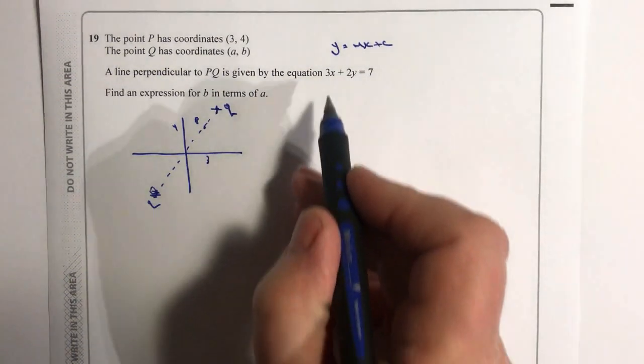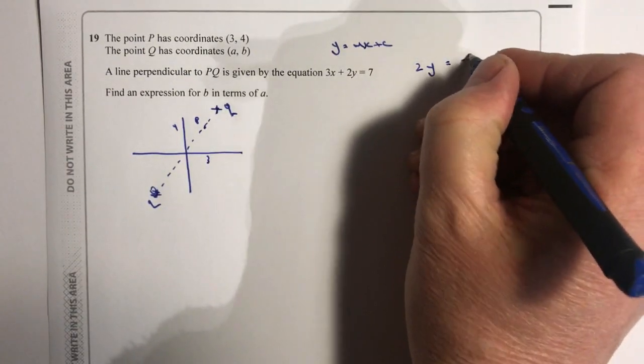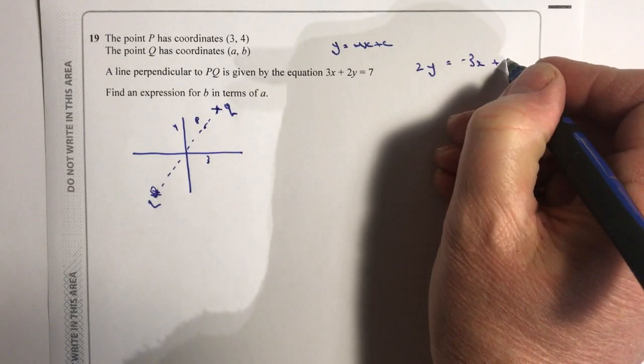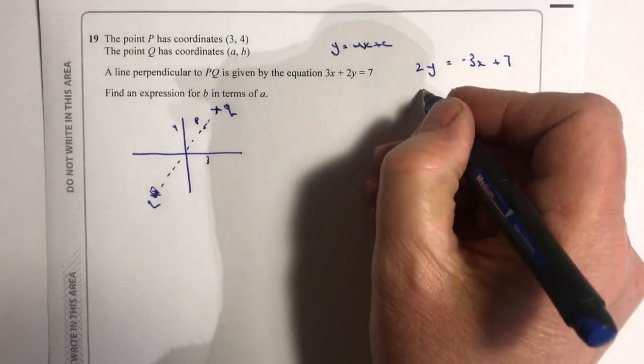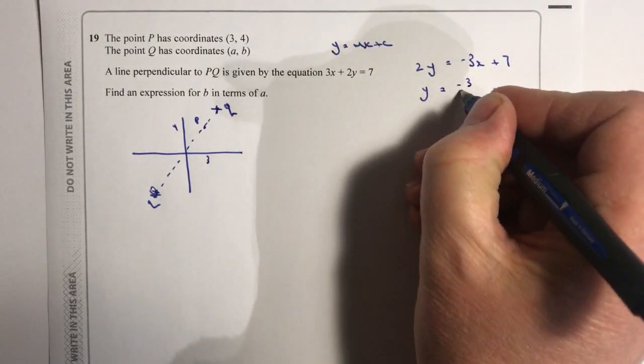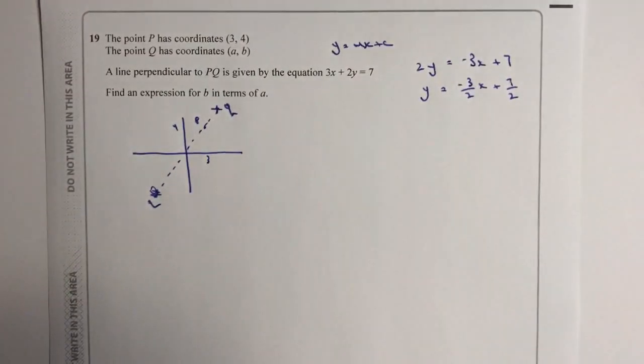This is going to be a line that's perpendicular, so I've got to make y the subject. So what I'm going to do is take this 3x over here, and I'm going to get 2y equals minus 3x plus 7. That's fine, no problems at all. So I'll divide through by 2 now, and I'm going to get y is minus 3 over 2x plus 7 over 2.